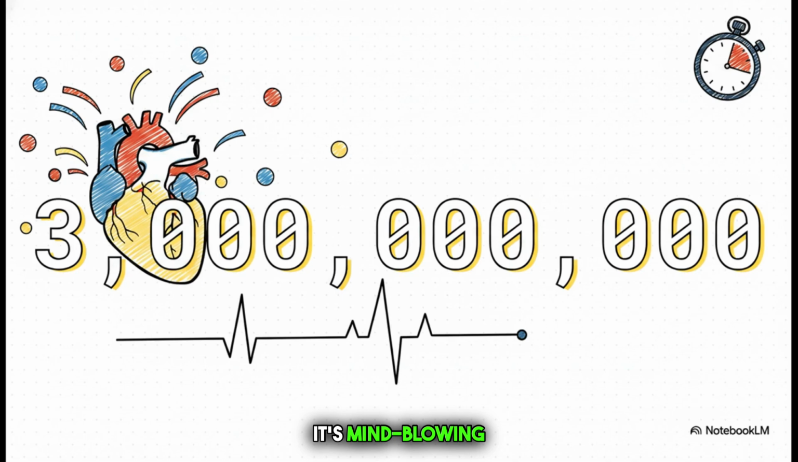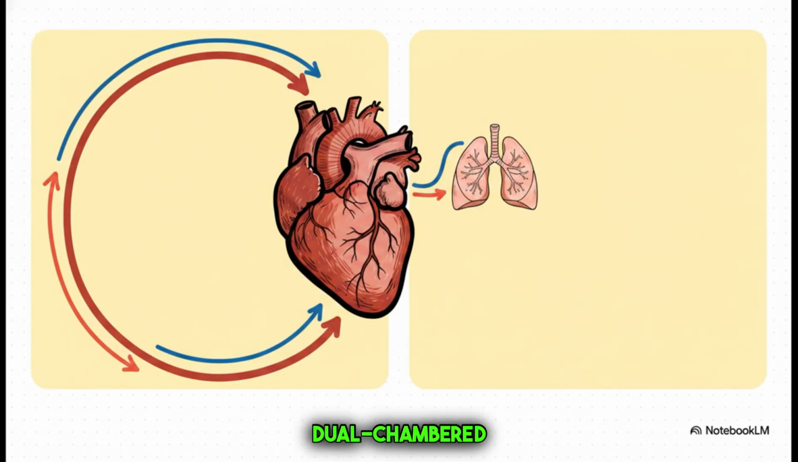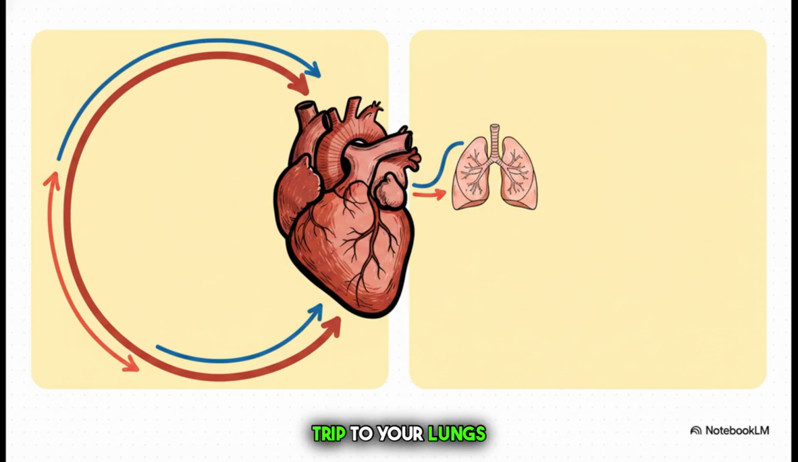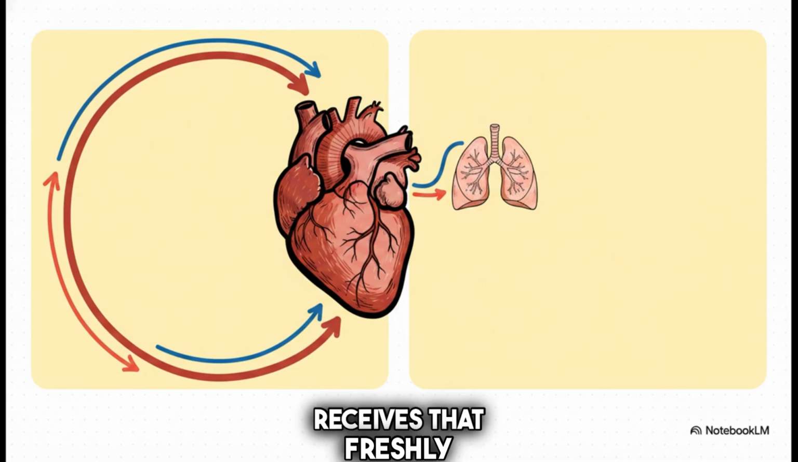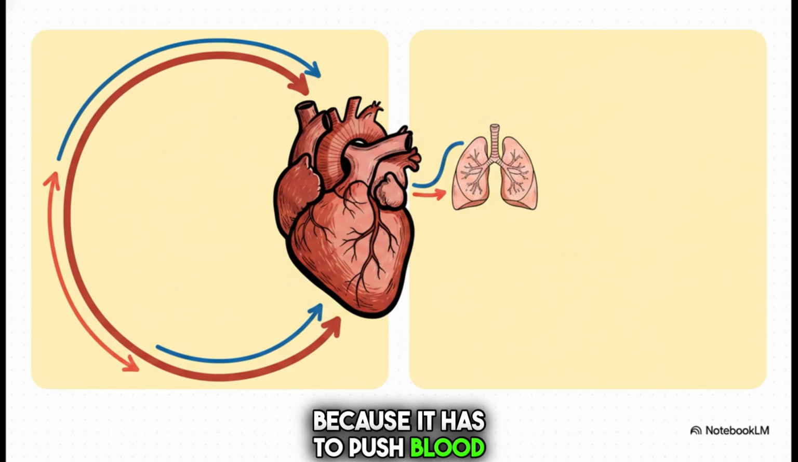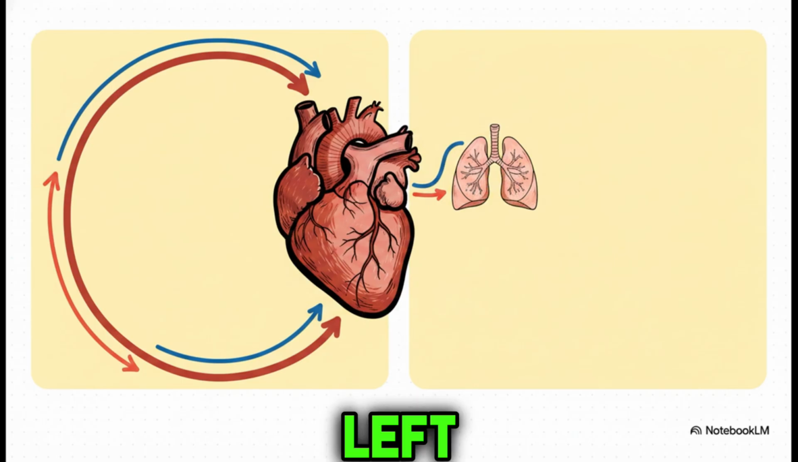It's mind-blowing. It functions as this brilliant dual-chambered pump. The smaller right side of your heart takes in deoxygenated blood and pushes it on a short little trip to your lungs. We call that the pulmonary system. Meanwhile, the heavily muscled left side receives that freshly oxygenated blood and forcefully blasts it out to your entire body. That larger loop is the systemic system. Because it has to push blood so far, the left side of your heart is physically larger and much stronger.